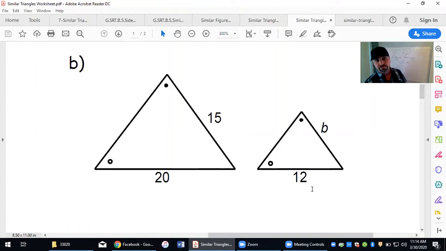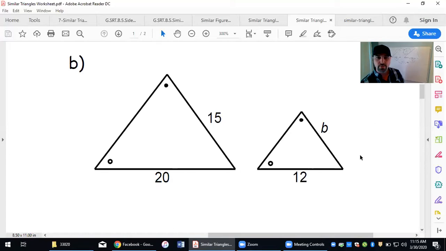So first off, the symbols show us that they are similar. And then when we compare 12 and 20, 12 doesn't really go into 20. I mean, you can use it as kind of an estimate. 20 is a little less than twice as much as 12. So, it is going to follow that rule. 15 is going to be a little less than twice as much as B. But if it doesn't go evenly, I say let's just stick to a proportion, okay?